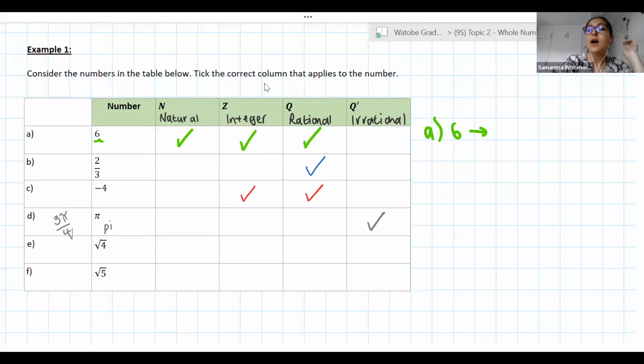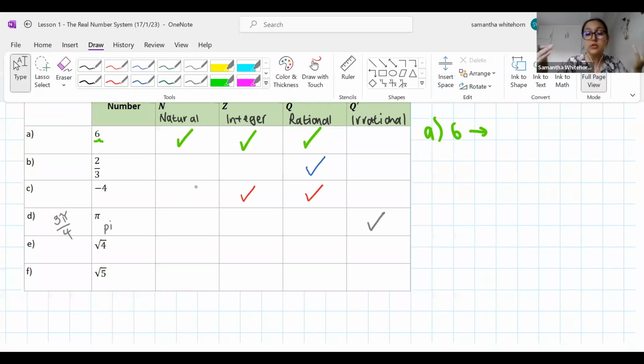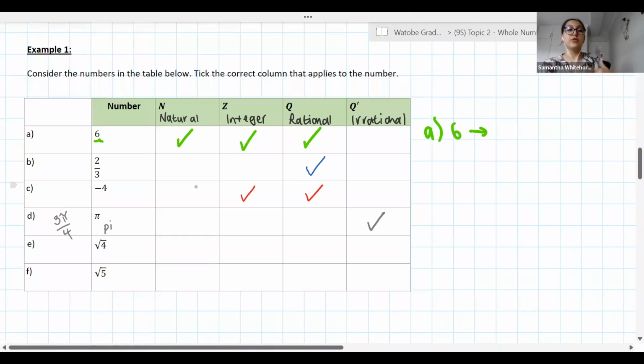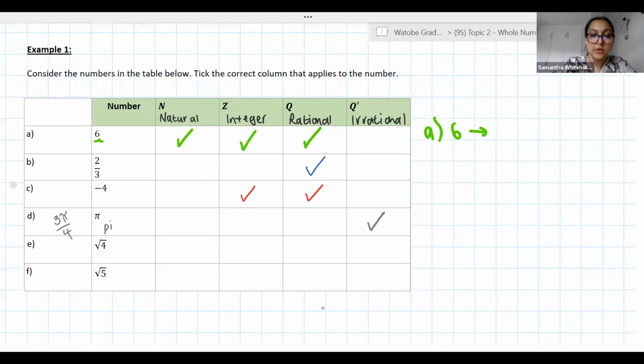Okay, e, square root of 4. Now, I'm going to put it out there into the universe that maybe you should simplify what square root of 4 is. So ask yourself, what is the answer of square root of 4? And once you know that, tell me what you think it is. So Mateo, sorry, I've just unmuted everyone who's not you. Mateo, what do you think it is?